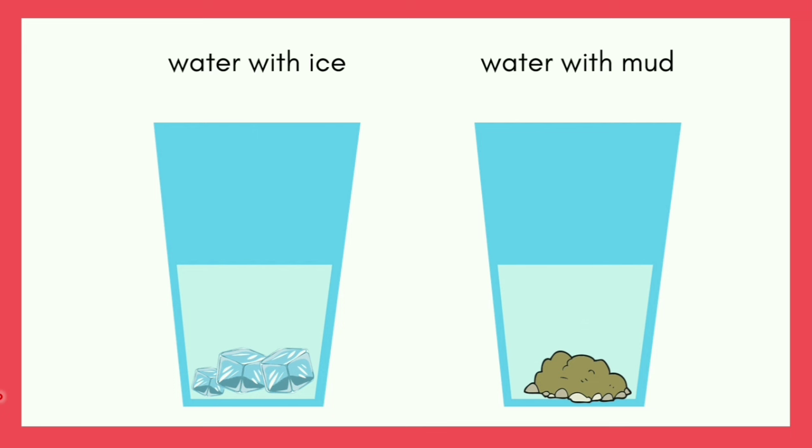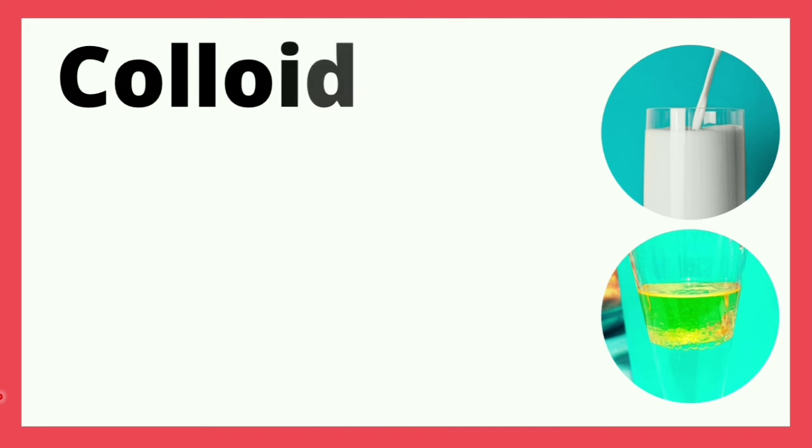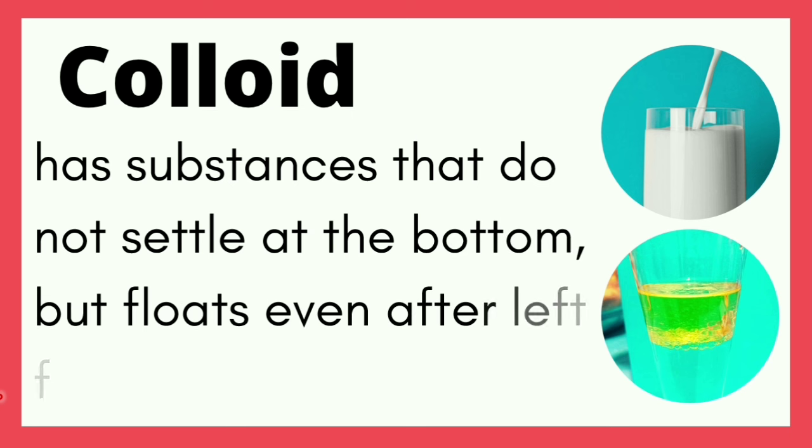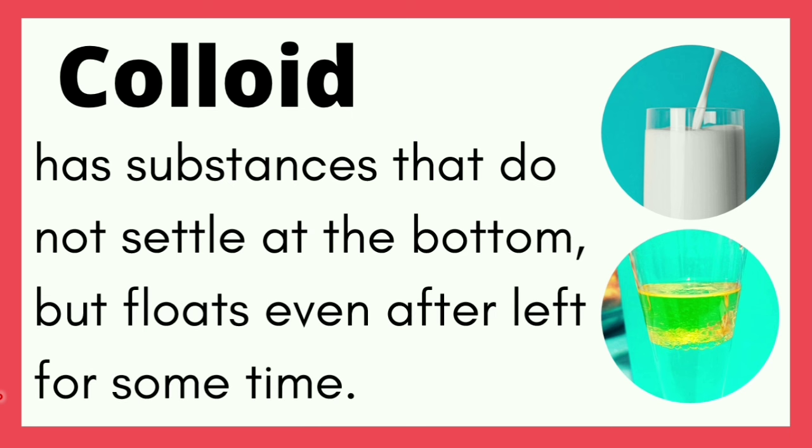We have learned that mixtures with substances that settle at the bottom are suspensions, like the examples that we have here. How about those substances that do not settle at the bottom, but float? Examples of these mixtures are the milk and the oil with water sample. So, what do you call these kinds of heterogeneous mixtures? Colloid. A colloid has substances that do not settle at the bottom, but float even after being left for some time.